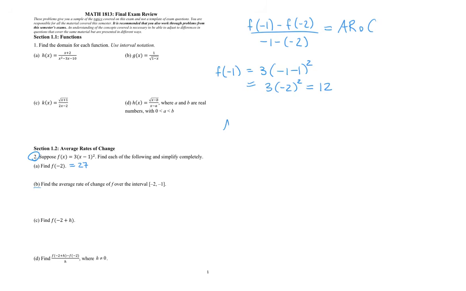So now we're ready to plug all of our information into our formula. So our average rate of change should be f of -1 was 12, and then we'll do minus 27 all over -1 minus a -2. So that's really plus 2. Okay, great. And then that will give me a -15 up top, and then -1 plus 2 is just going to be 1. So my average rate of change should be -15.